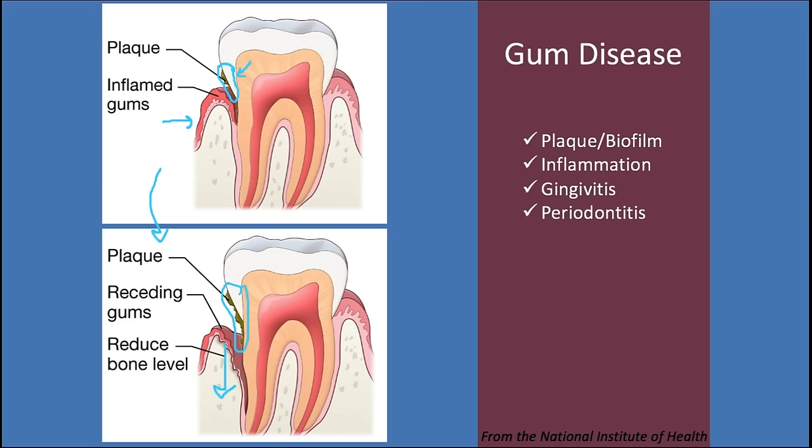So the difference is gingivitis is reversible, while periodontitis is irreversible. The names of each also explain exactly what they are. Itis means inflammation, so gingivitis means inflammation of the gums, and periodontitis means inflammation of the tissues that surround the tooth.